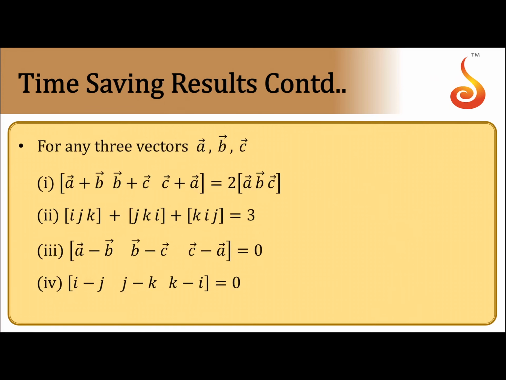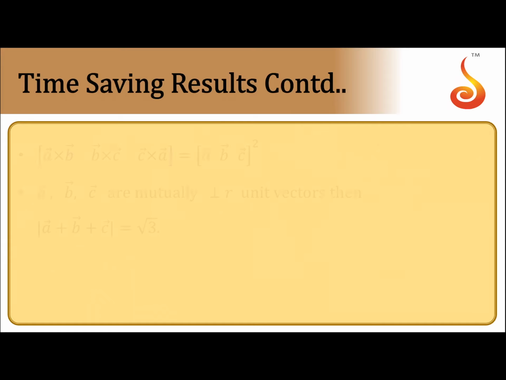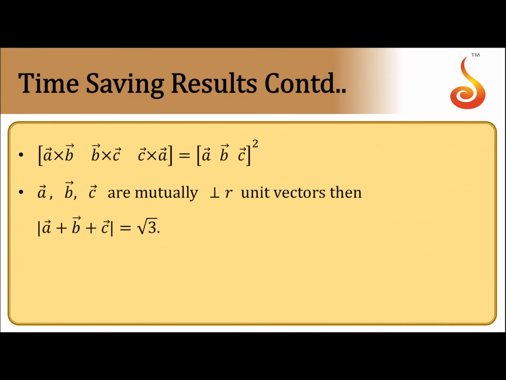Coming to the next one, there are some results which are useful in saving time here. A plus B, B plus C, C plus A, adding, you will be getting 2 times of ABC, which is 0. IJK, JKI, the value is equal to 3. A minus B, B minus C, C minus A is equal to 0. A cross B, B cross C, C cross A box product is equal to ABC whole square.